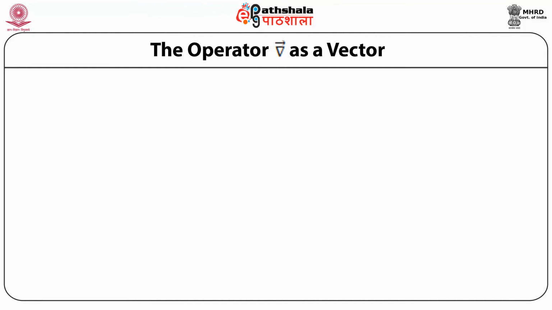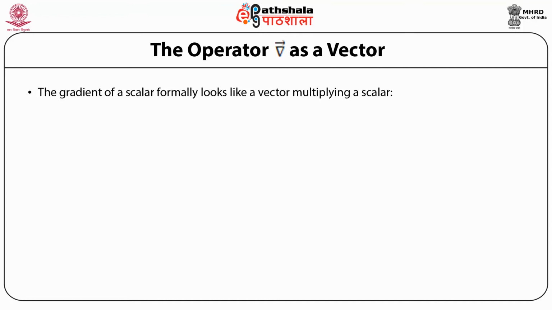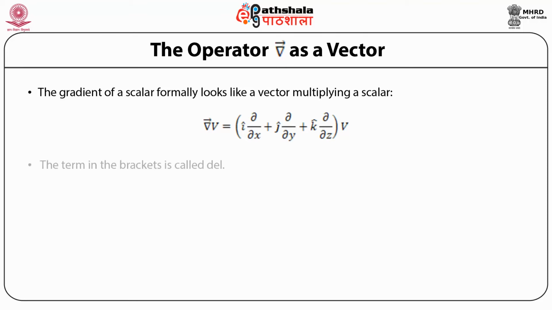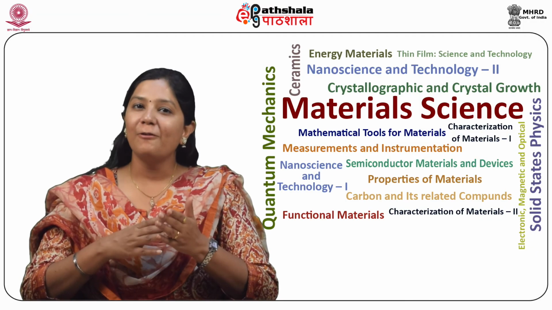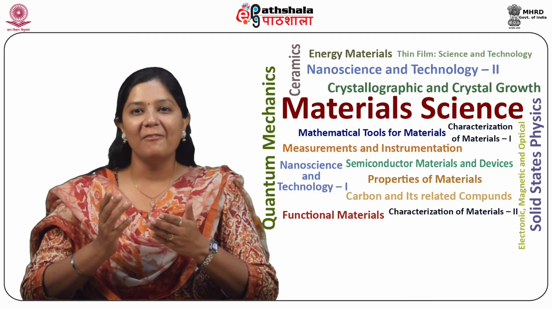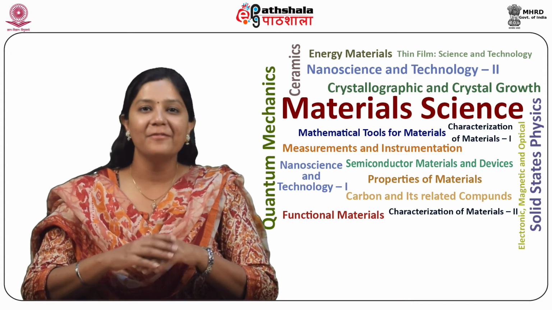The operator del as a vector. The gradient of a scalar formally looks like a vector multiplying a scalar, that is, del V is equal to i cap into del by del x plus j cap into del by del y plus k cap into del by del z, into V. The term in the bracket is called del. This quantity has the appearance of a vector, but it is not a vector.